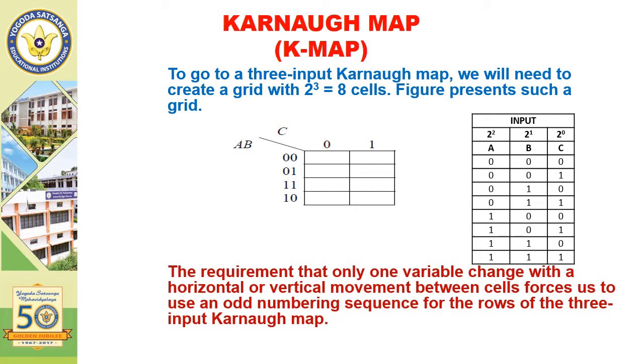Here it is worth noting that from cell to cell the difference between the bits is 1. That means only one bit changes from cell to cell.